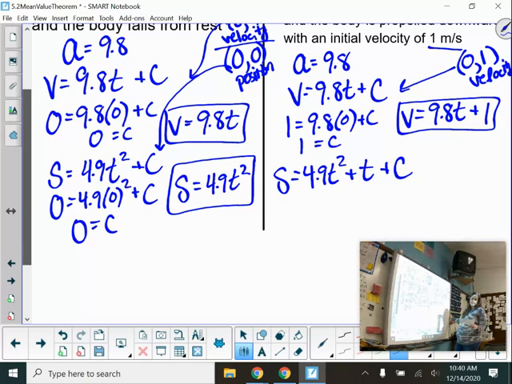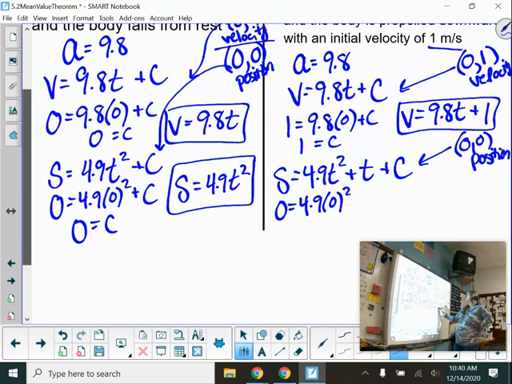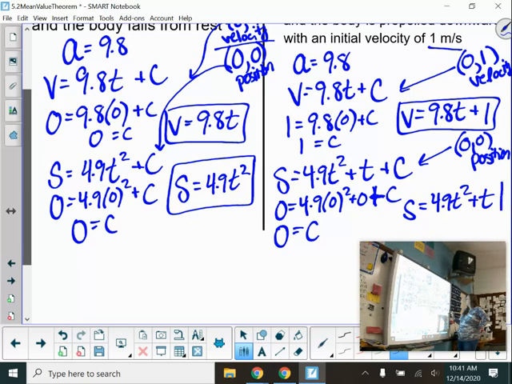Now, part B doesn't say that we are falling from any type of position. So for position, I am going to be using the point 0, 0. And that means that c is also equal to 0 for this position. However, your position function is different than what you had in part A, because it is going to be 4.9t squared plus t.